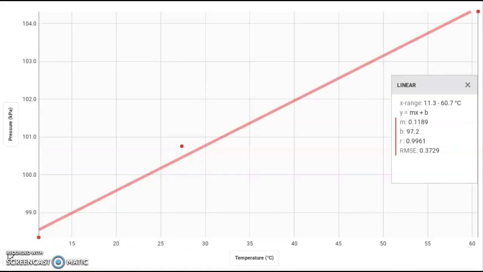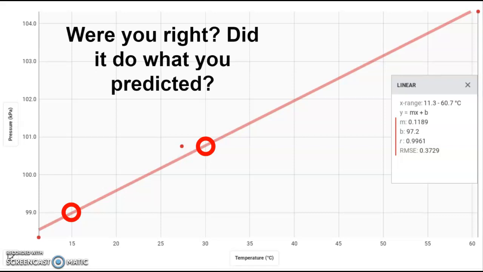If we take a look at this graph, we've got temperature in degrees Celsius on the x-axis and pressure in kilopascals on the y-axis. I'm going to find two data points and see what happens if I double temperature. So at 15 degrees Celsius, I have a pressure of 99. When I double my temperature to 30, my pressure goes up, but not very much. It definitely doesn't double. My prediction was that if I doubled temperature, my pressure would also double. This graph isn't showing that. What about you? Was your prediction right?